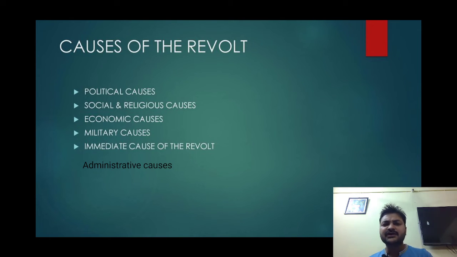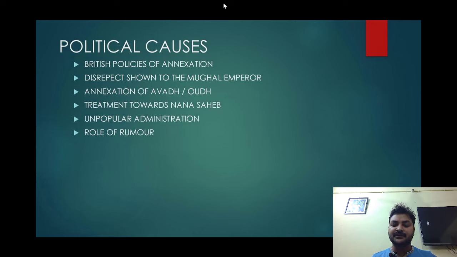Finally, when this revolt failed, were there some changes made in these causes? Have the Britishers changed their policy? Yes, they did so. That we'll be studying in the upcoming slides. First, let us discuss the causes of the revolt. Why did this revolt happen?